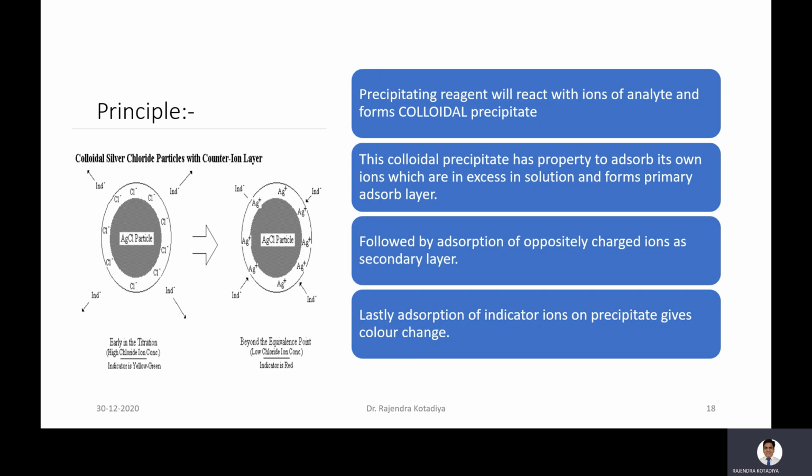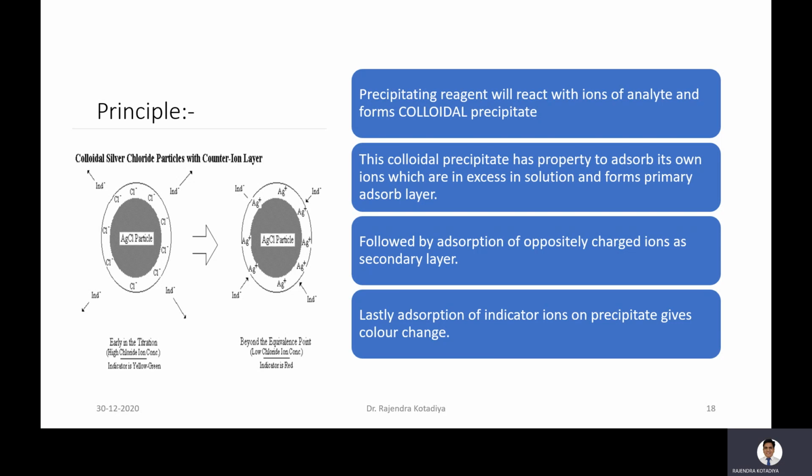Initially, if we talk about the principle, you will find a precipitating reagent. That means our silver nitrate, our titrant, will react with the ions of the analyte. Suppose you want to estimate chloride ion, then you will take the chloride ion solution in a conical flask and react it with the precipitating reagent, that means AgNO3. It will form AgCl precipitate, which is also known as a colloidal precipitate. That means they create some sort of surface.